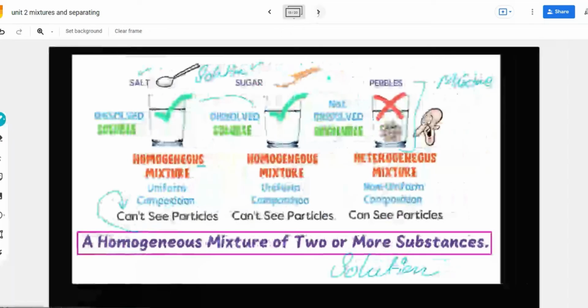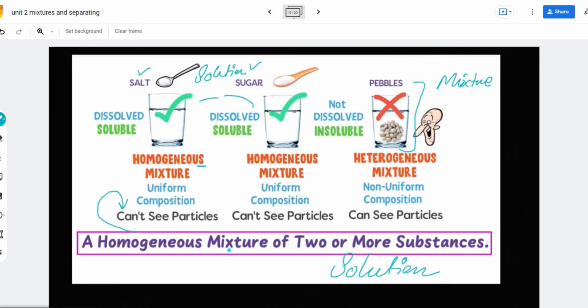Here is the case. A homogeneous mixture. Remember, which mixture? Not all the mixtures are solutions. Remember, not all the mixtures are solutions. Only a homogeneous mixture of two or more substances is called a solution, okay? When a mixture is homogeneous, then that mixture is called a solution.